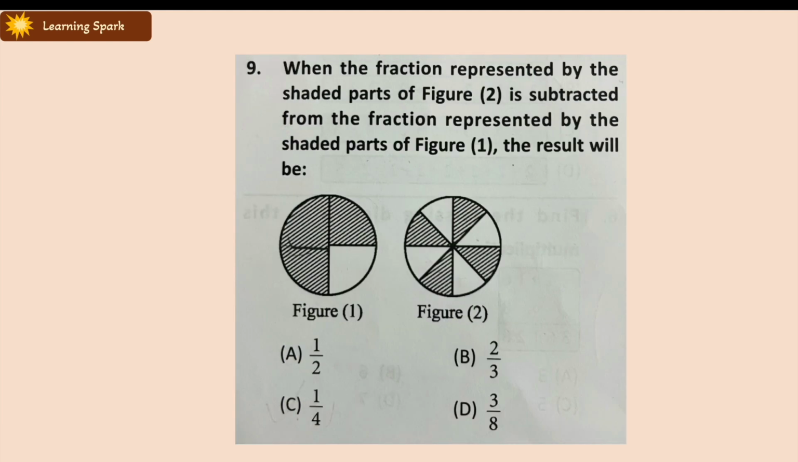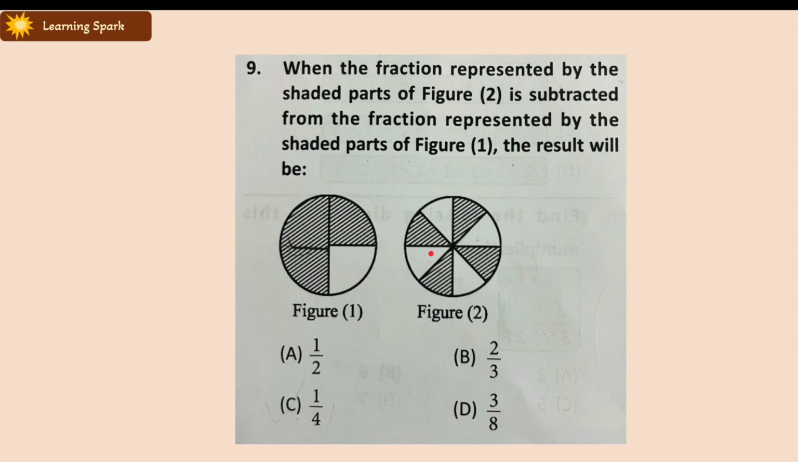Question number 9 is on your screen now. Let's work this out together now. It says that when the fraction represented by the shaded part of figure 2 is subtracted from the fraction of figure 1, the result will be, and then 4 answers. So we have to first calculate what is the fraction of figure 1 and what is the fraction of figure 2, and then we can subtract them.